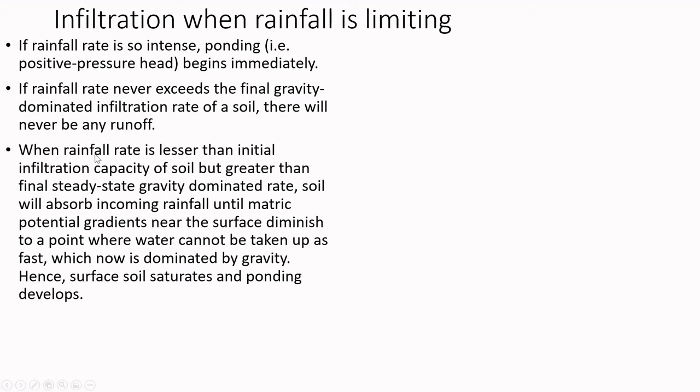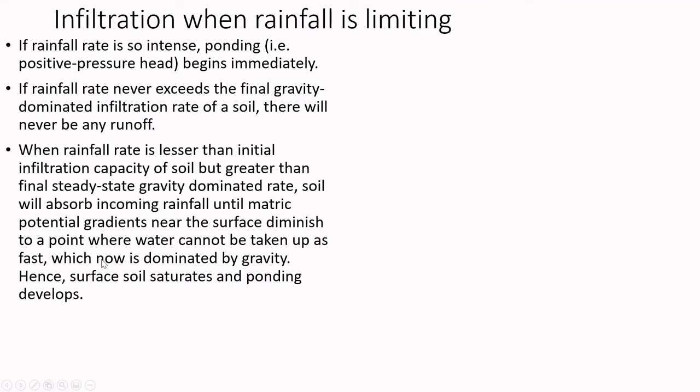Right. So when the rainfall rate is lesser than the initial infiltration capacity of the soil, but greater than the final steady state gravity dominated rate, the soil will absorb incoming rainfall until the metric potential gradient near the surface diminishes to a point where water cannot be taken up as fast, which is now dominated by gravity. Hence, the surface soil saturates and ponding develops.